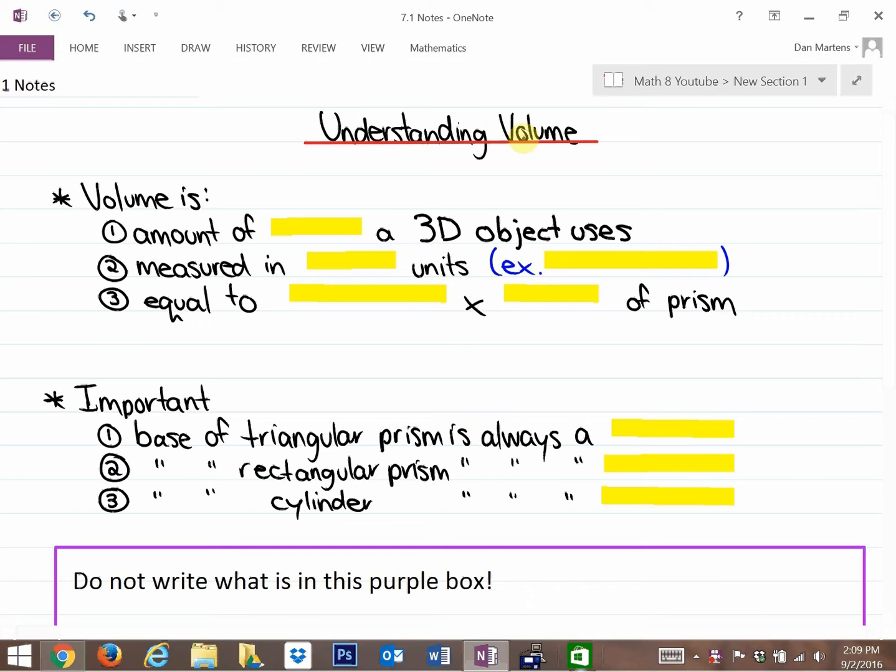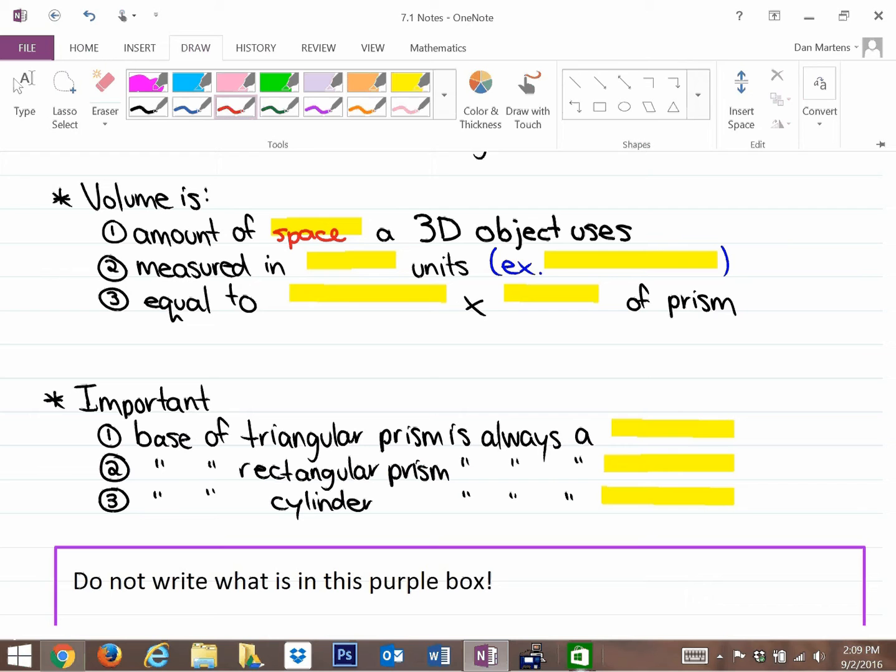But understanding volume. So first off, volume is the amount of space a 3D object uses. You might want to think of things like water bottles. So how much water fits into a water bottle, or how much stuff fits into a box. So the more space some 3D object takes up, the more volume it has.